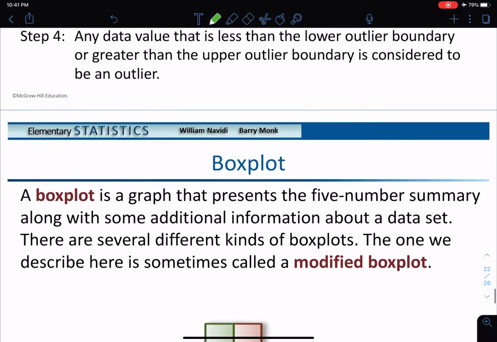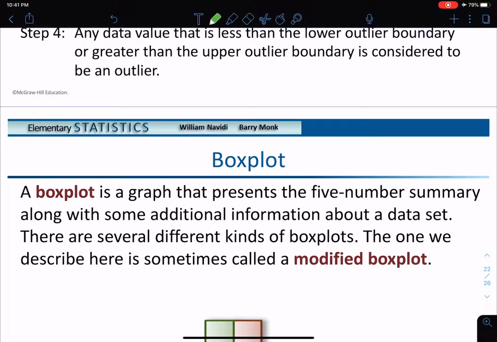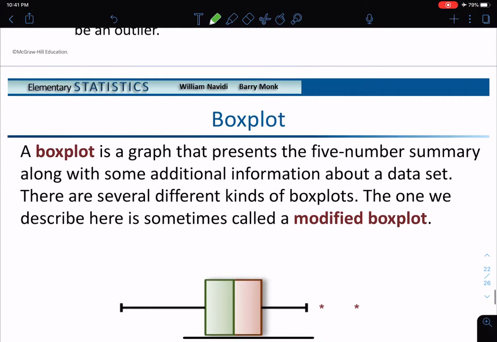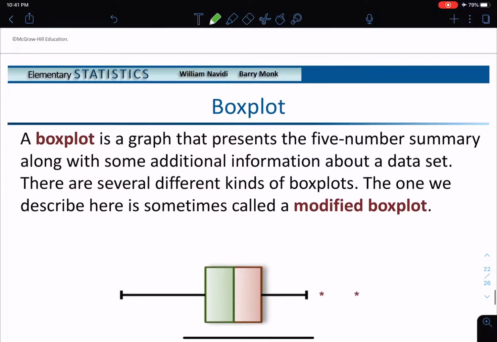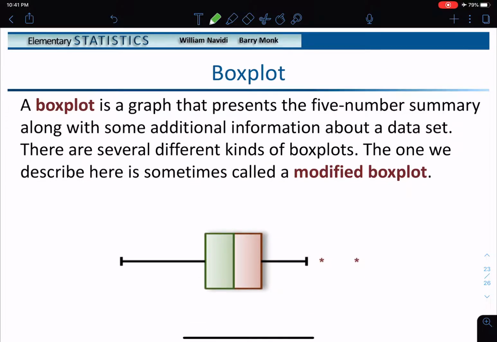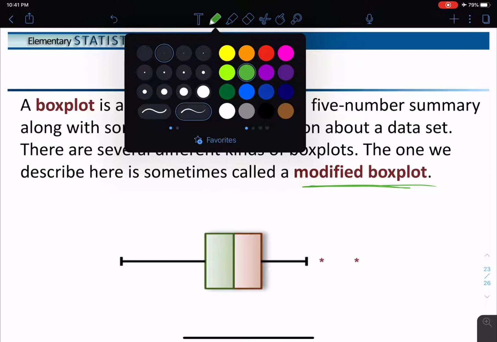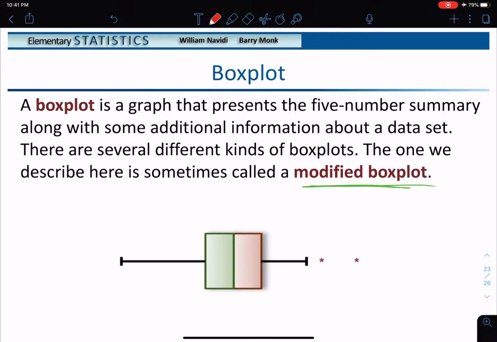Now, a box plot. A box plot is a graph that presents the 5-number summary, along with some additional information about the data set. There are several different kinds of box plots. The one we describe here is sometimes referred to as the modified box plot. So let's go ahead and highlight some of these little pieces. This comes from our 5-number summary, but the modified does a little bit more.